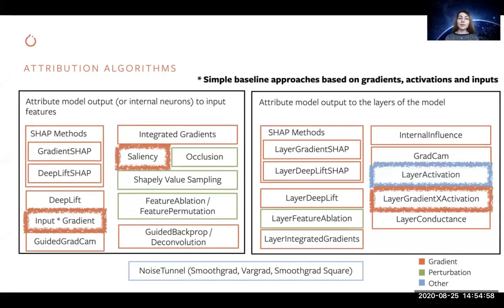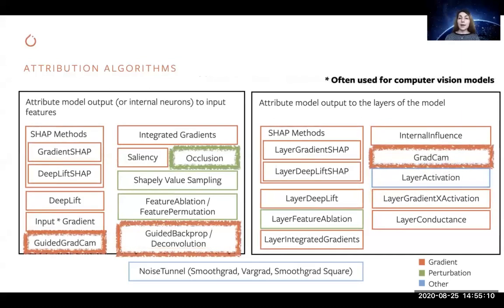Within these algorithms, you might find some which are simple baselines, such as saliency maps, input times gradients, layer activation, or layer gradient times activation. There are a number of other algorithms that are more popular in the computer vision community, such as guided GradCAM, occlusion, GradCAM, deconvolution, or guided backprop. Although these algorithms are very popular in the computer vision community, our implementations are generic enough so that they can be applied to any model that meets the requirement for the algorithm. For example, for guided GradCAM or GradCAM, we would like the model to belong to the CNN family.